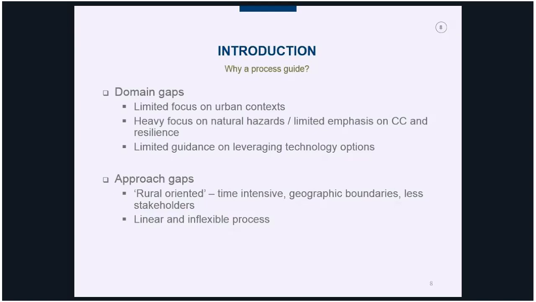We reviewed about 22 HVCA tools from different organizations, both HVCA tools, the traditional kind of tools, as well as other risk assessment tools that are out there. And we found that there's limited focus on urban contexts, but also there was a heavy focus on natural hazards, but limited emphasis on other types of shocks and stresses related to climate change or other kind of economic shocks. And the broader kind of resilience element was missing in a lot of these tools. There was also limited guidance on how to leverage technology. As you know, increasingly we're relying on technology to get different types of disaster and climate risk data. And of course, early warning mechanisms are also increasingly relying on technology. And there's limited mention of these options in these existing tools.